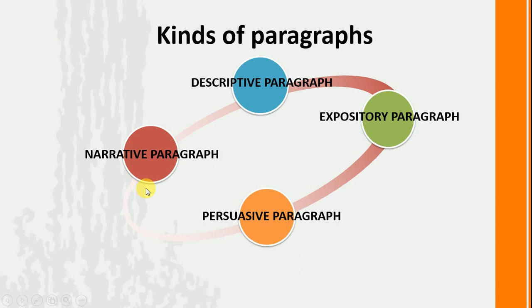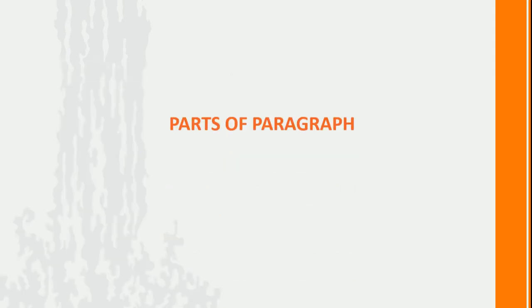So in narrative paragraph we tell stories, in descriptive paragraph we describe something, in expository paragraph we expose or explain the hidden things, in persuasive paragraph we try to persuade and motivate someone in order to do or not to do an action, right, or something. So now this was just a simple explanation. Inshallah, the detailed explanation will be provided in the process of explaining the lectures in upcoming classes.